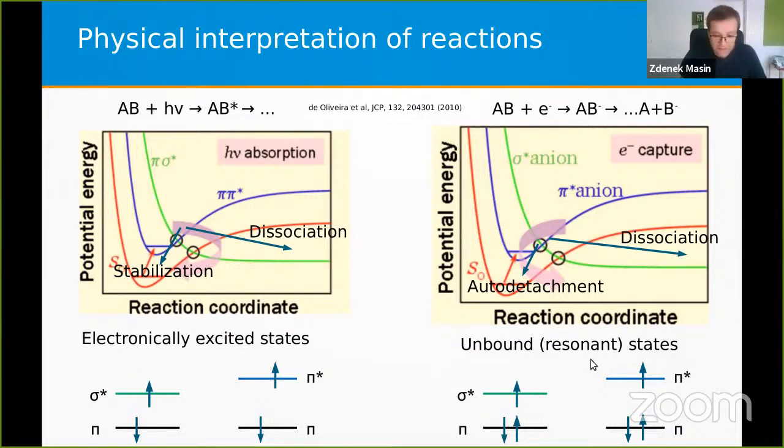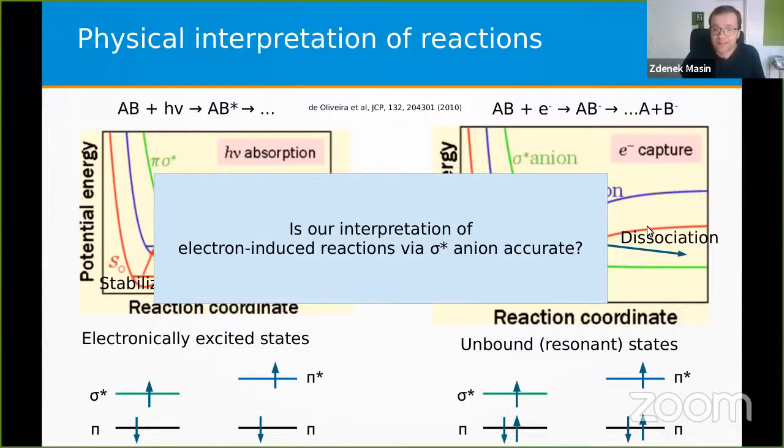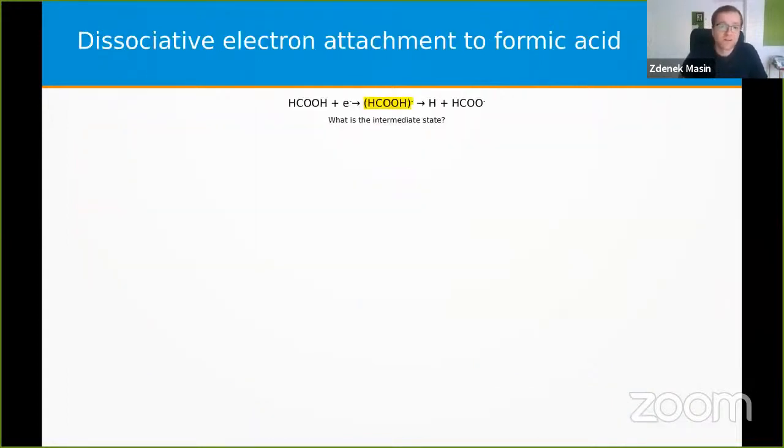So in my talk, however, I will challenge the point of view on these electron-induced reactions somewhat. And I will ask whether our interpretation of these electron-induced reactions that are proceeding via this sigma star anion is accurate. And you may ask, well, why are you asking such a silly question? I mean, we have known this for a long time, that this is how these reactions often proceed. And I will show you that this is not so simple.